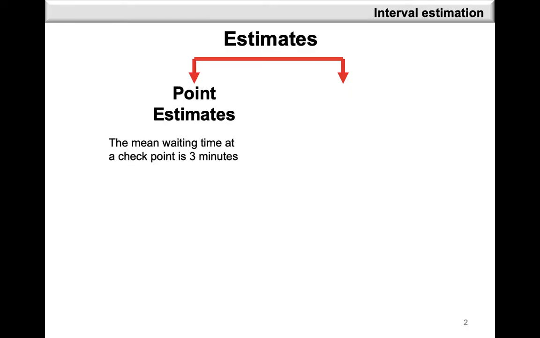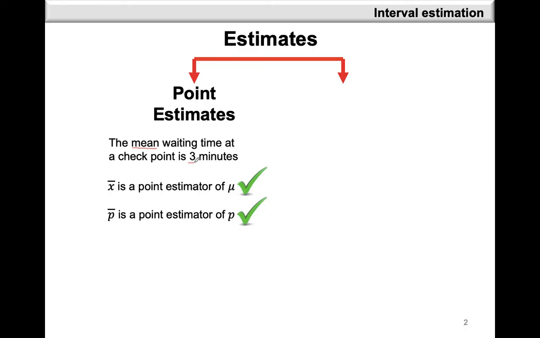The first way is we can make use of point estimates. So let's say we have a statement that reports the mean waiting time at a checkpoint is 3 minutes. Then what we're doing is we are estimating that the mean waiting time is 3 minutes. So this tells us that on average, you're going to wait at a checkpoint for 3 minutes. That is not necessarily the exact value, but it's an approximation of the parameter that you don't have.